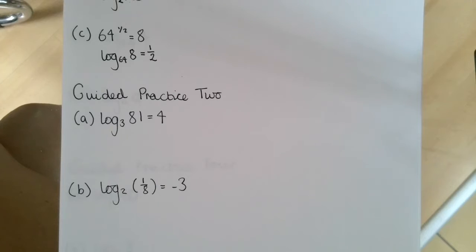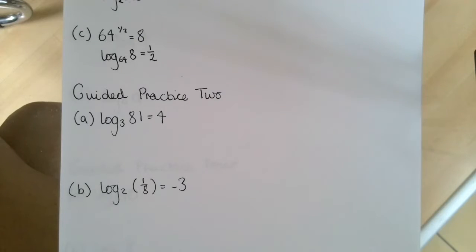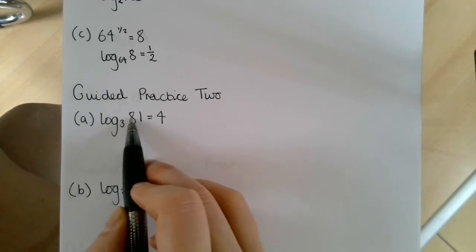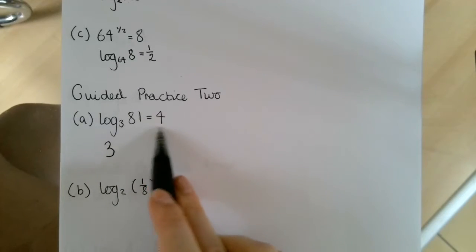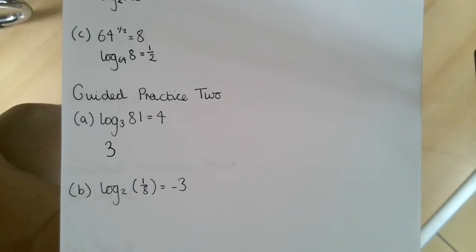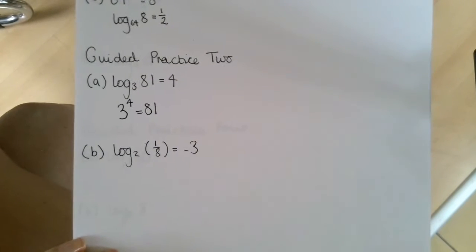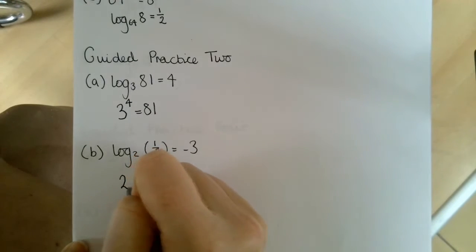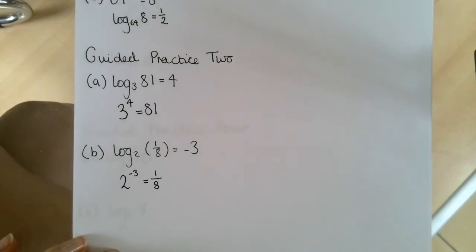Our second guided practice is doing the opposite. So we're given a logarithm and we're asked to write it as a power. So the first one, we've got log base 3 of 81 is equal to 4. So I've got a base of 3. Whatever it's equal to, that is the power I've raised my base to. So I've raised my base to the power of 4, and my answer is 81. The next one, I've got log base 2 of an eighth is equal to negative 3. So base 2 to the power of negative 3 is equal to 1 over 8.